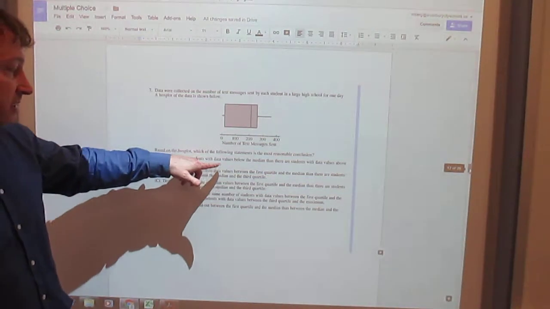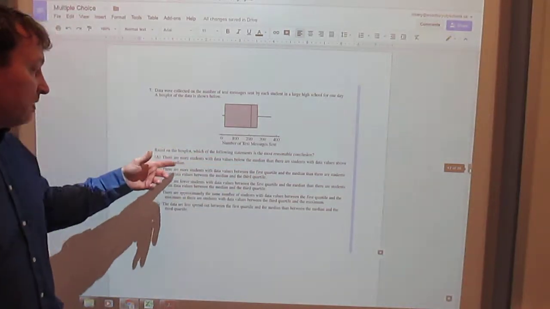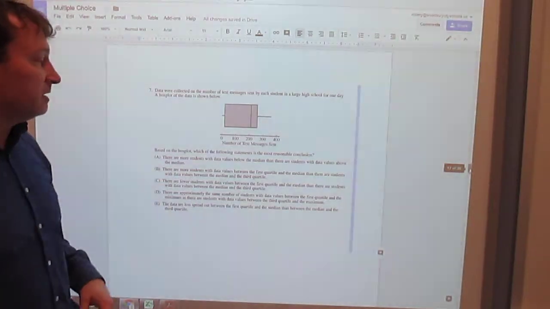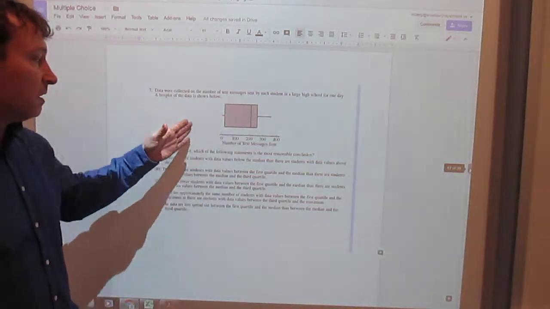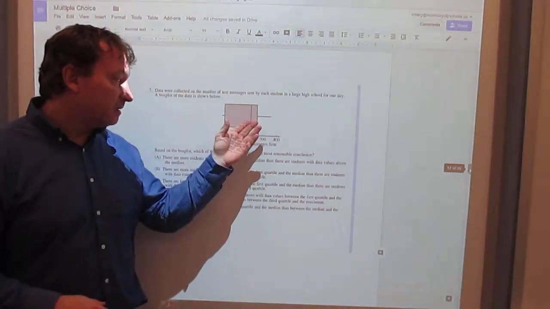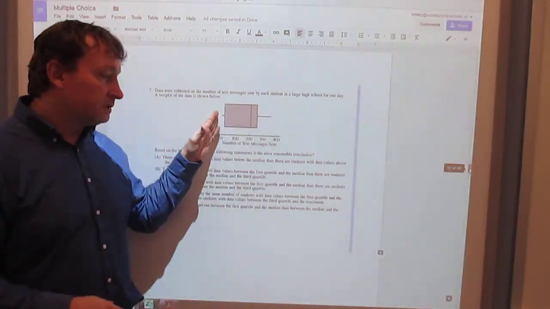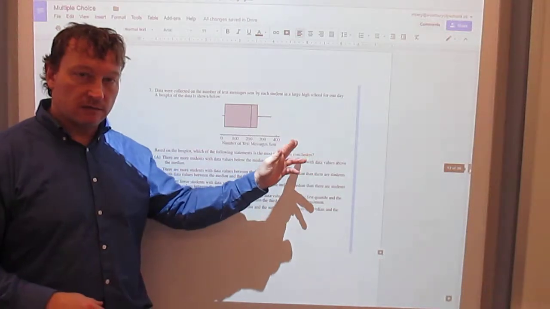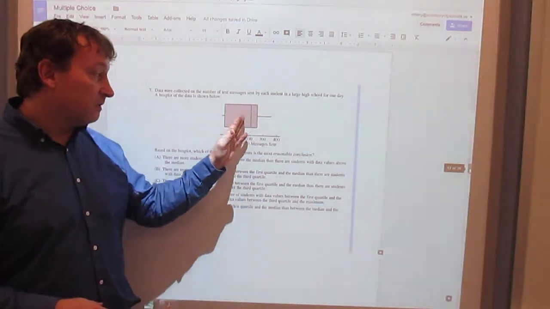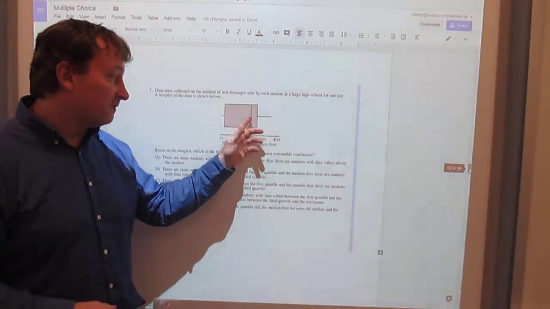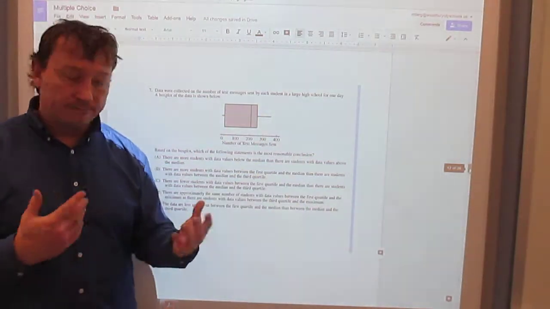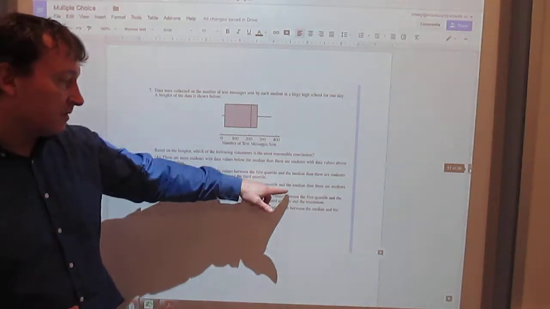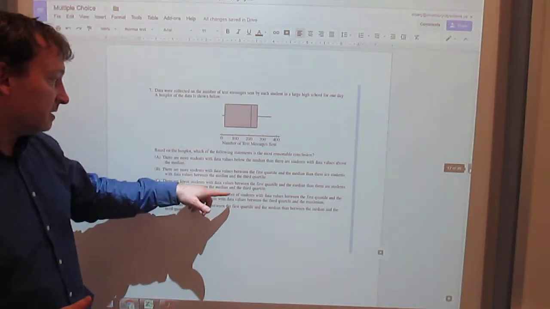There are more students with data values below the median. How do I know if there's more students below the median than there are with data values above the median? I don't know how many there are. The only thing I know is at the median, 50% of the students are to the left and 50% of the students are to the right. So if 50%, would there be more to the left than there is to the right if there's 50% on each side? So all these things, there are fewer students with data values between the first quartile and the median than between the median and the third.